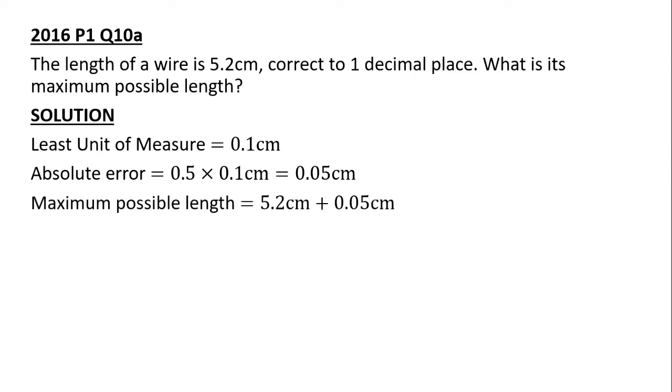Therefore, our maximum possible length will be the length of the wire plus the absolute error. So we are going to say maximum possible length equals 5.2 centimeters plus 0.05 centimeters. Maximum possible length is equal to 5.25 centimeters.